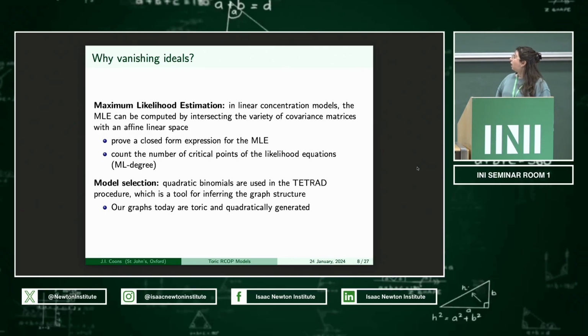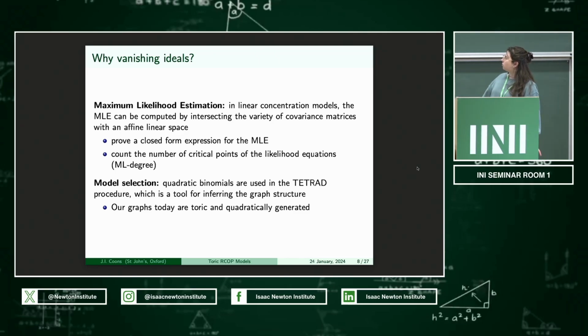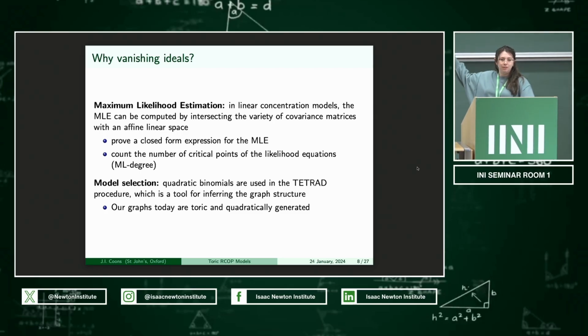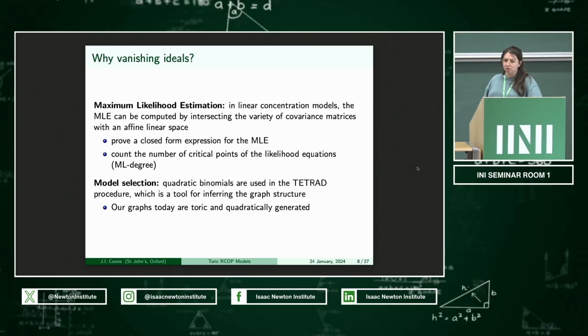These also find applications in model selection, so there's this popular tetrad procedure for causal inference that uses the quadratic binomials that live in this vanishing ideal to infer your graph. And the graphs that I'm going to talk about for most of today are toric and quadratically generated. So actually, this is all of the things that you would want to use in the tetrad procedure.